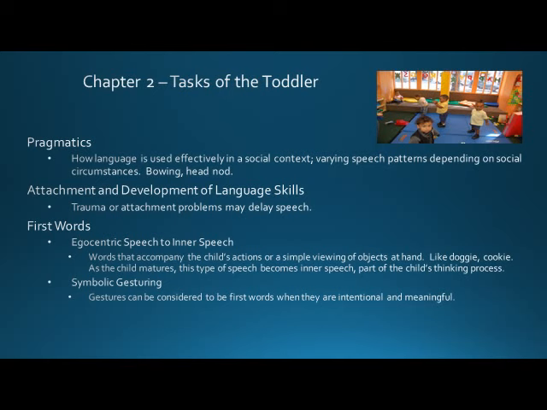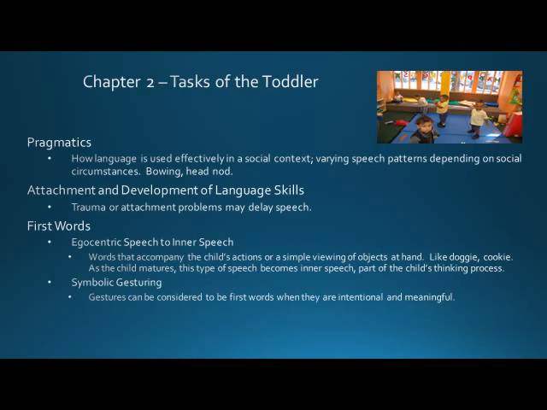And in particular, if it is connected to attachment, like the children in orphanages who have reactive attachment disorder because they were there for so long and interacted with so little, often have speech delays. As we talked about in Chapter 1, there's an inextricable link between the social world and language development. Very important. In terms of our first words, we move from egocentric speech to inner speech.